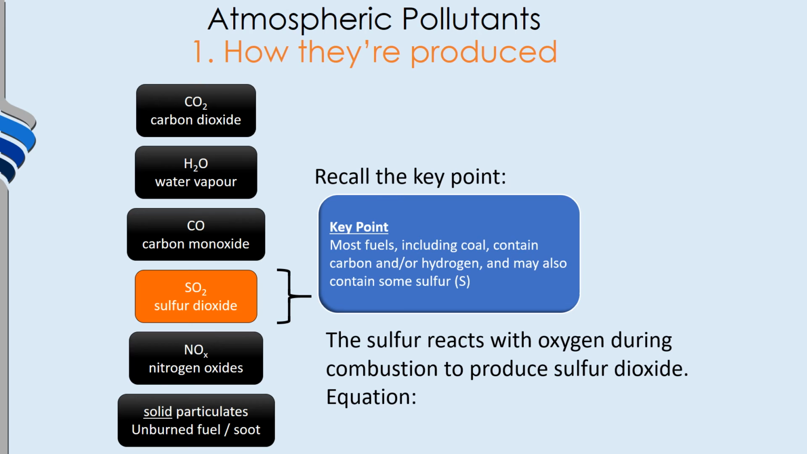It creates sulfur dioxide. So here we go, sulfur, which is a solid, reacting with oxygen, a gas, to make sulfur dioxide, which is also a gas. So how is it produced? It's produced because many fuels contain sulfur, and when it combusts it makes sulfur dioxide.